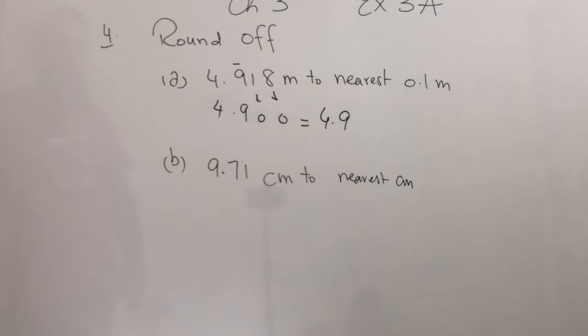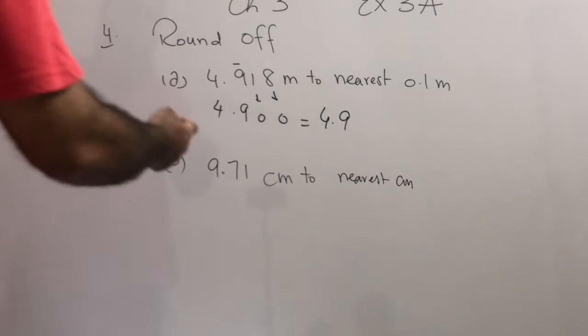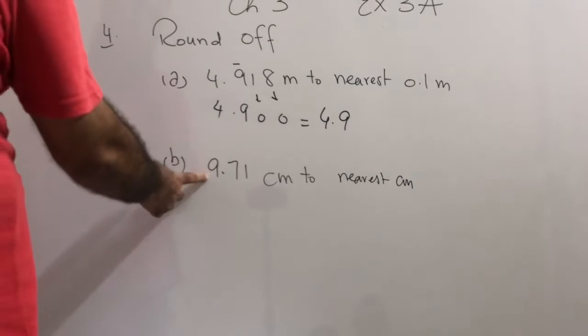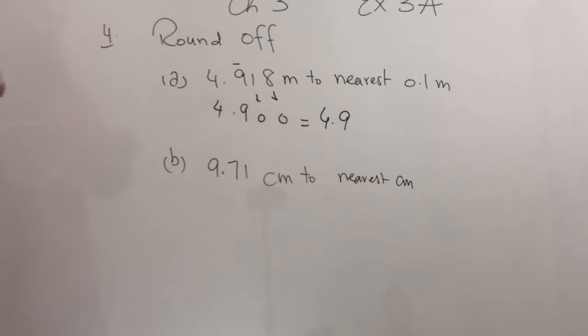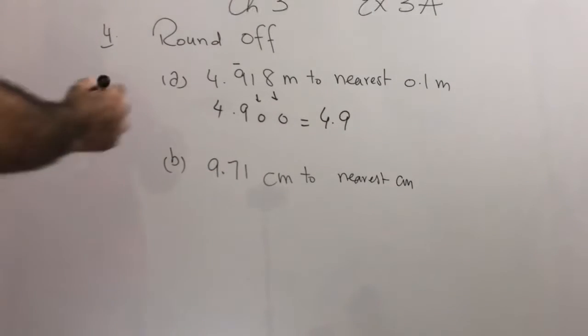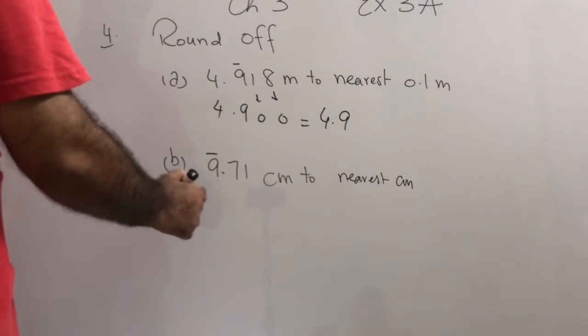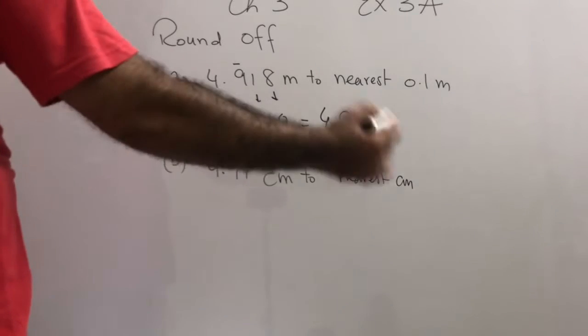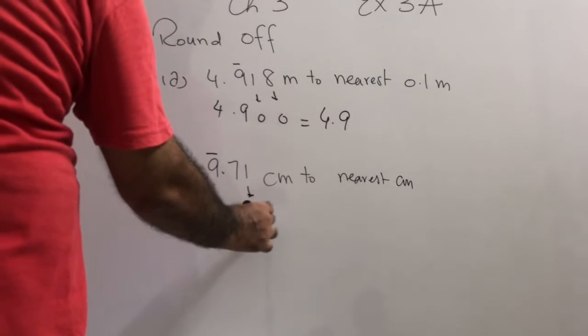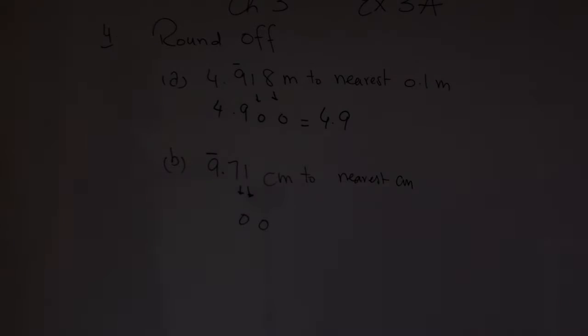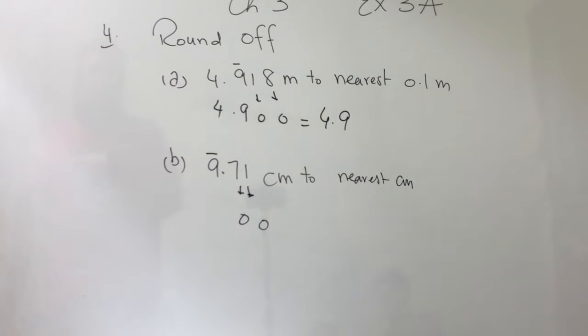Second question, B part, is 9.71 centimeter to the nearest centimeter. It means we need to decide whether it is 9 centimeter or 10 centimeter or how much. We need to give a complete number in terms of a whole number. Okay, so we need to round off up to this one. Our rule says that anything on the right side becomes 0. This becomes 0, this becomes 0. Okay, these two are 0. Then comes the point.